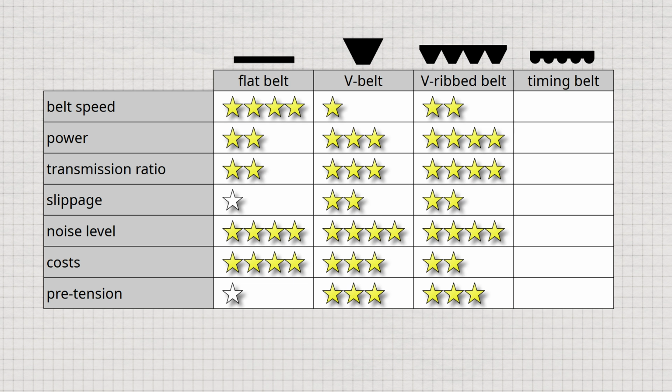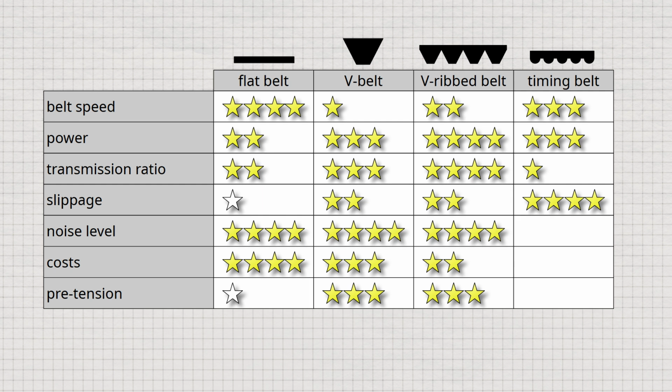Timing belts achieve belt speeds of up to 80 meters per second and also offer high power transmission. The transmission ratio of timing belts is relatively low, typically a maximum of 10. A major advantage of timing belts is that there is no loss of speed because they operate without slippage. This makes them particularly suitable for precise positioning tasks.